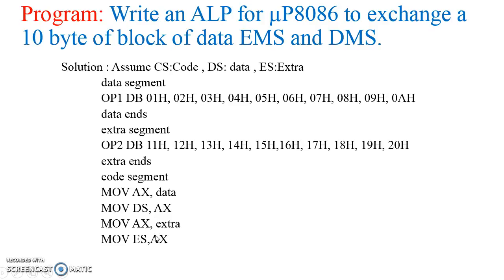And the next two instructions we have written initialize the extra memory segment. We will transfer the first memory location of the extra memory segment into the register ES. Now we will transfer the offsets of the data memory segment and extra memory segment: load effective address OP1 into register SI, and similarly load effective address OP2 into register DI. Now to initialize the counter for 10 bytes, we will write MOV CX, 0AH.